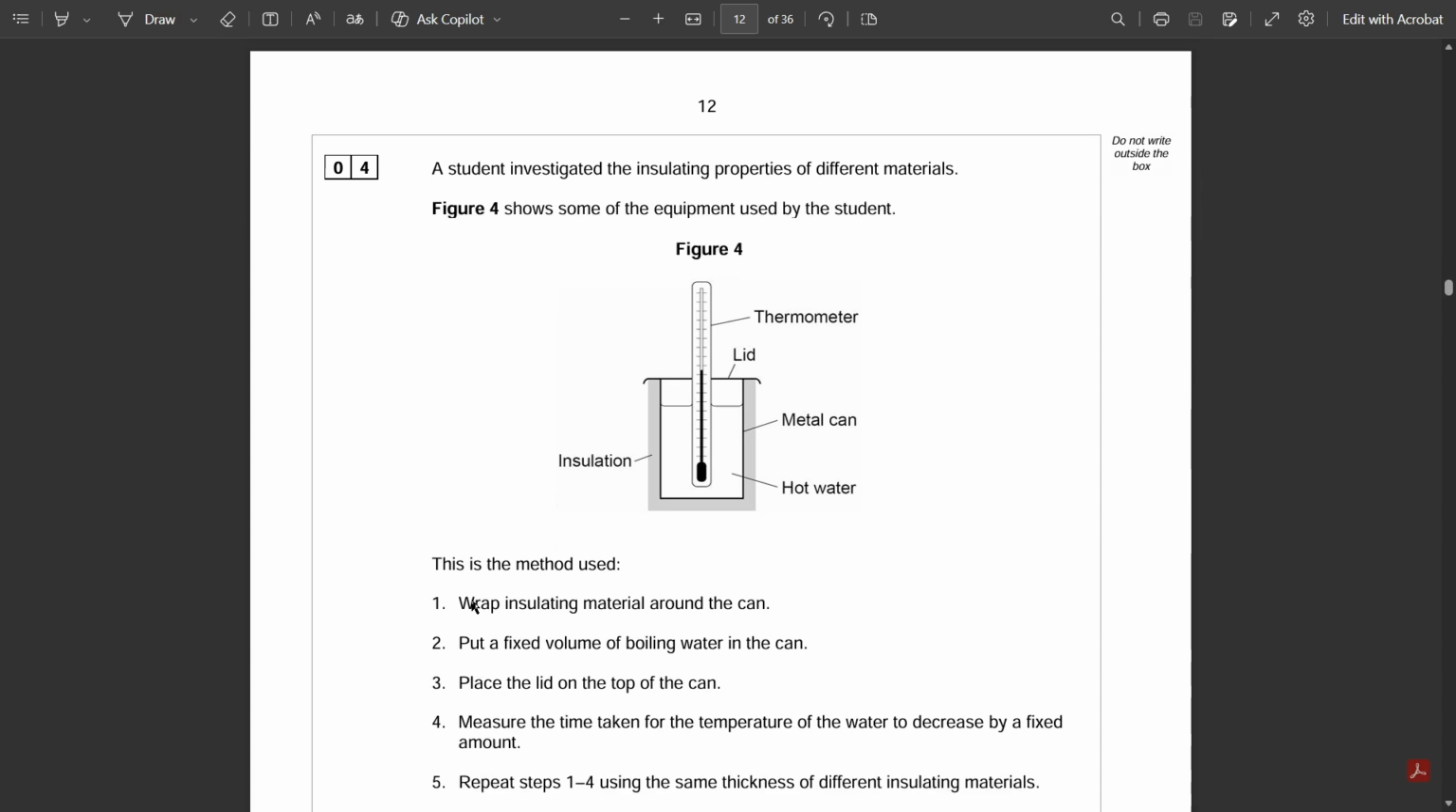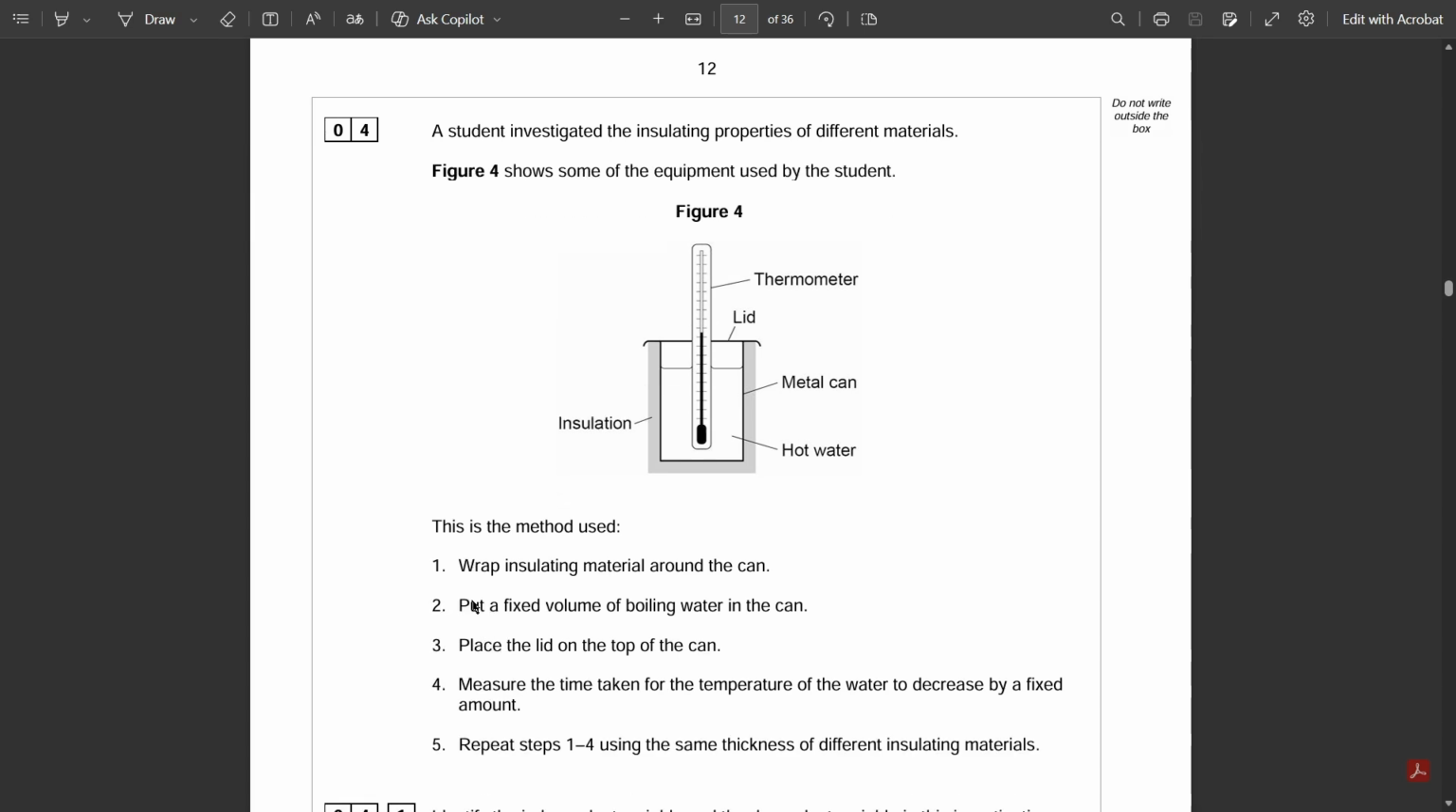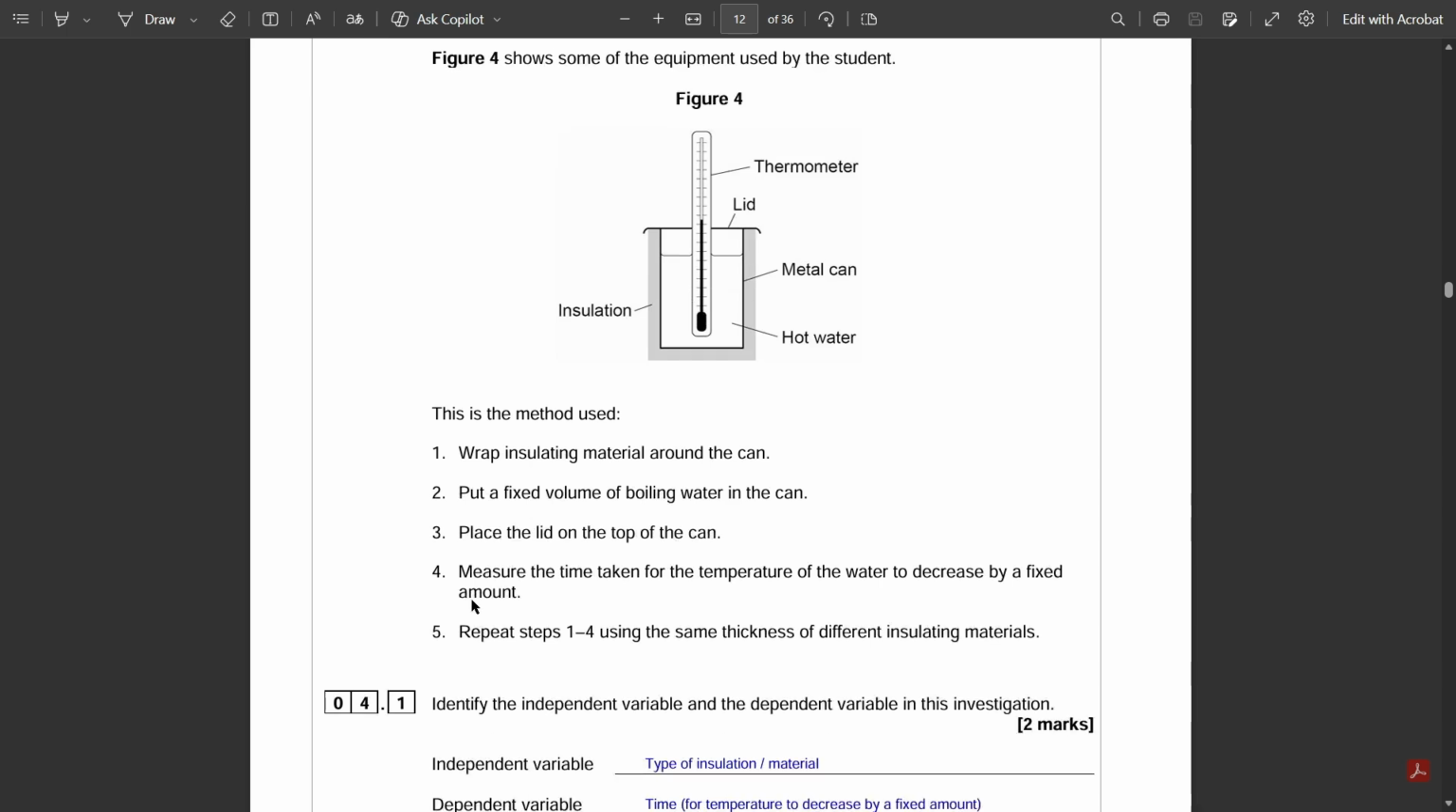And then for question 4, a student investigated the insulating properties of different materials. Figure 4 shows some of the equipment used by the student. This is the method used. Wrap insulating material around the can, put a fixed volume of boiling water in the can, place the lid on the top of the can, measure the time taken for the temperature of the water to decrease by a fixed amount, and then repeat steps 1 to 4 using the same thickness of different insulating materials.